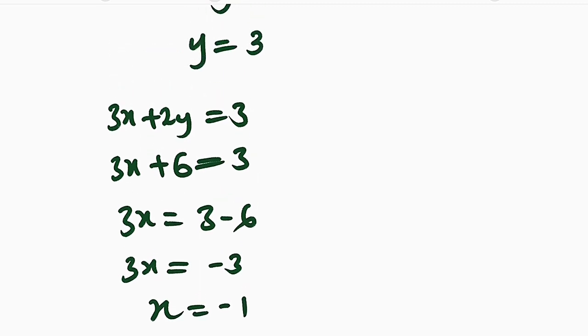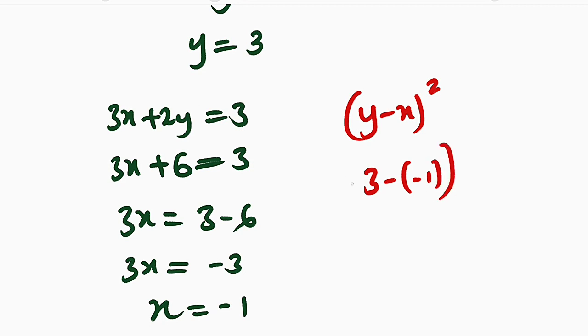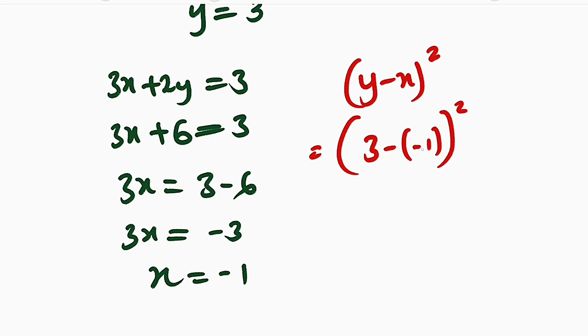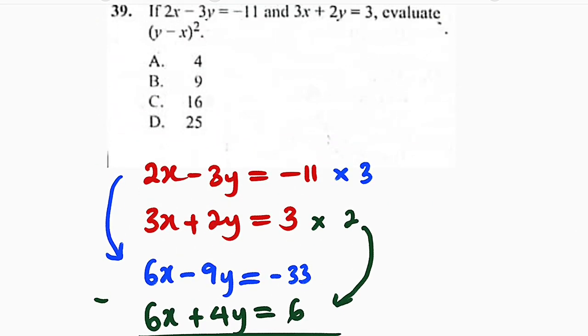Well, what are we looking for? We are looking for (y minus x) whole squared. Y is 3, minus x is negative 1, whole squared. This is 3 minus minus, which is plus. We have 4 squared, which is 16, right? So we have the right answer to be 16, which is option C.